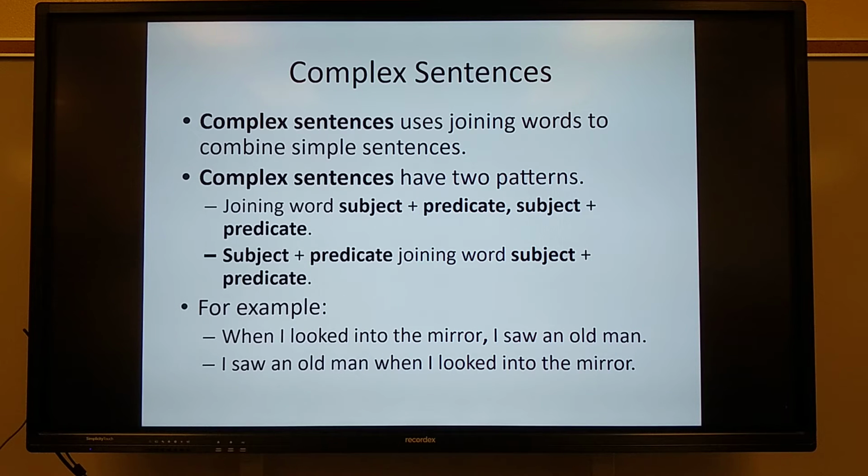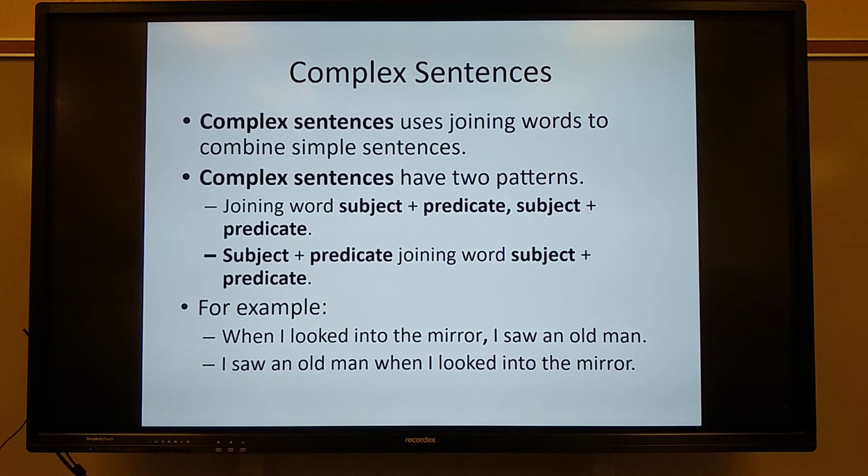Complex sentences have two patterns: joining word, subject, predicate, comma, subject, predicate. And also subject, predicate, joining word, subject, predicate. No comma in that second one. For example, when I looked into the mirror, I saw an old man. This is the pattern: joining word, subject, predicate, comma, subject, predicate.